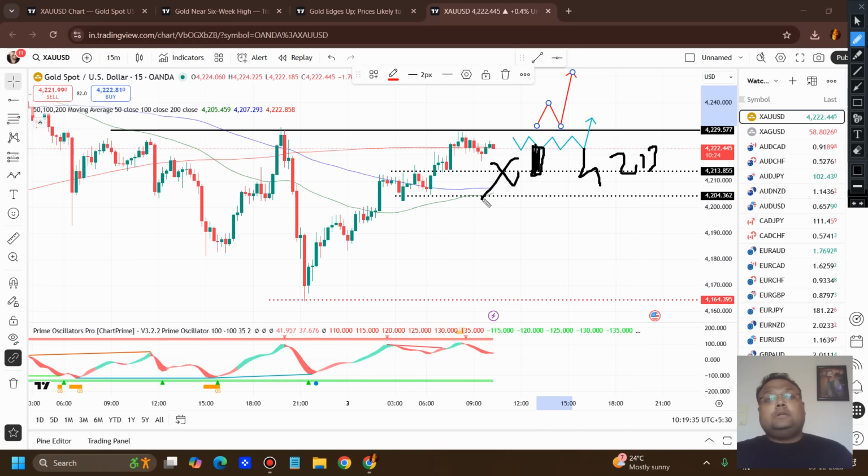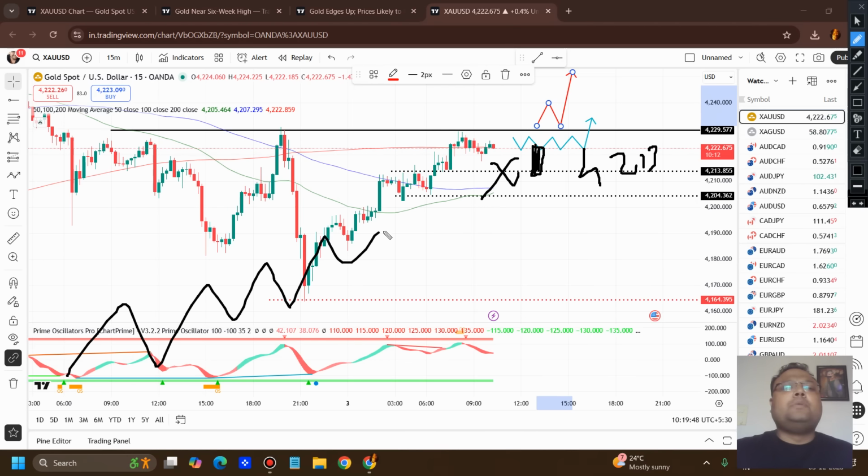So let's wait and watch. Gold has been dancing a lot, and as we all know, gold has been giving us a tough time for the last few weeks. Let's hope that we will see a trending market, because trending markets are easier to trade when the market follows a particular trend for a couple of days and weeks.